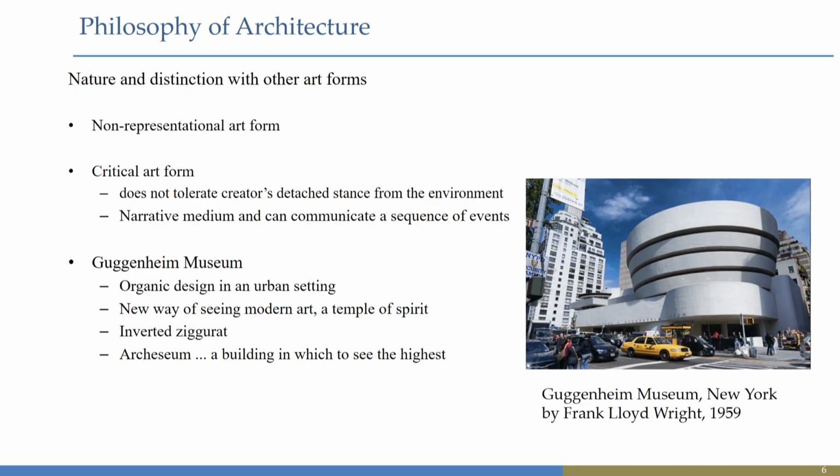So, for example, how does it differ from painting? How does it differ from singing? How does it differ from, say, drama and so on? Alright, so let us have a discussion on how it relates to other art forms and how it is different from other art forms. So, architecture is a non-representational art form. Now, what does it mean when we say non-representational art form?